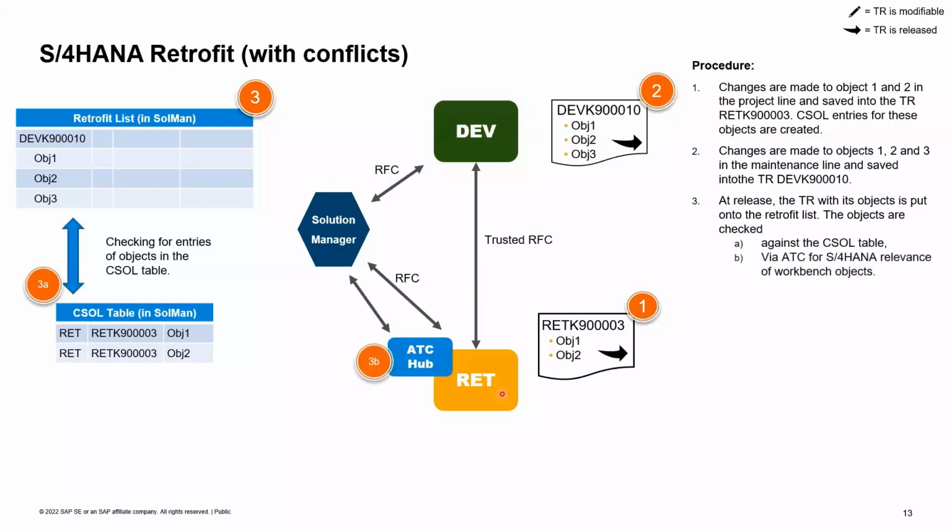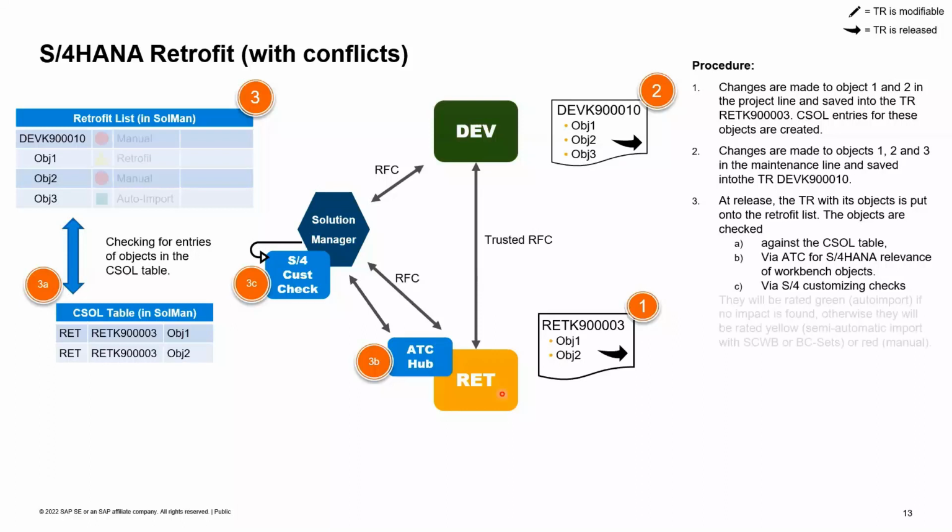The next part is that we use the ATC also during this check phase and run for the relevance of the workbench requests, we will check if there are simplification items. So now the last check is that we also check the customizing, if there is also something which comes up during our S4 journey. If this is the case, we will set a rating. Red, yellow, and green.